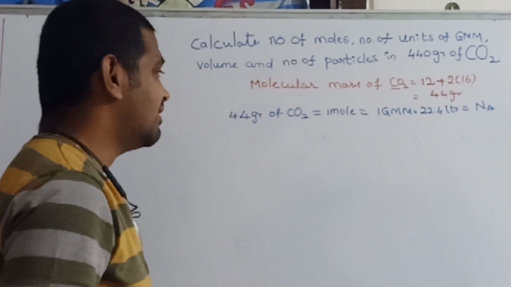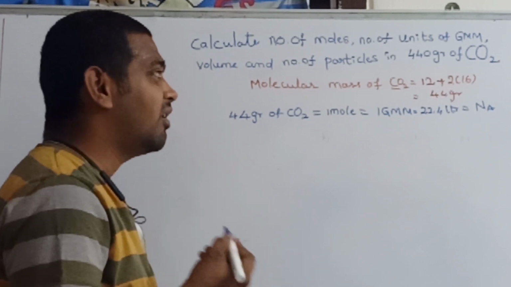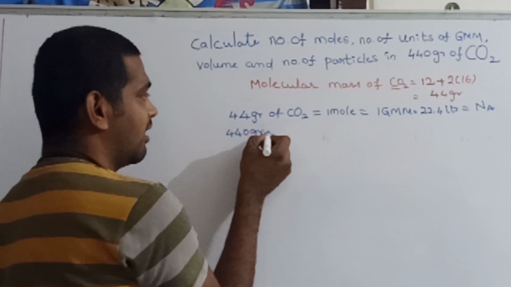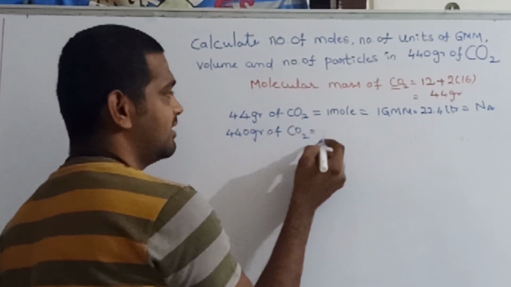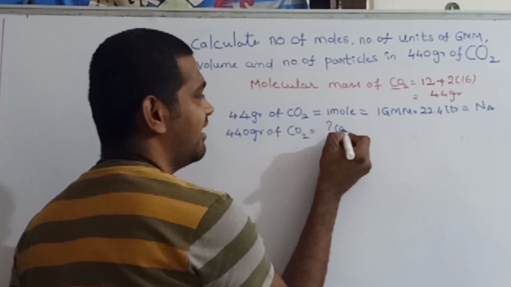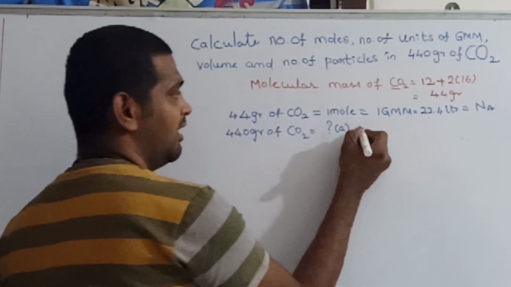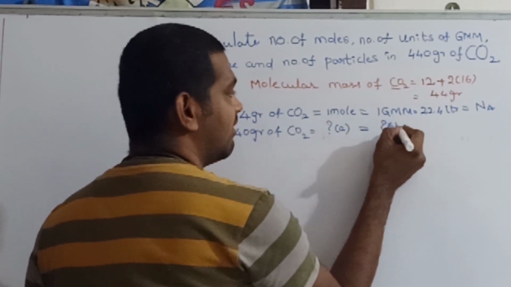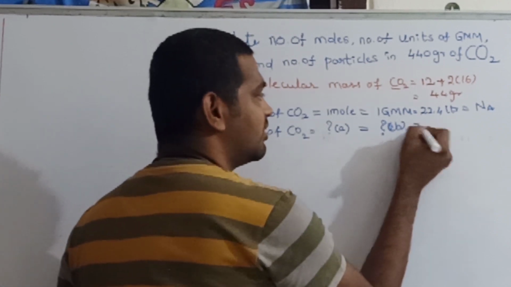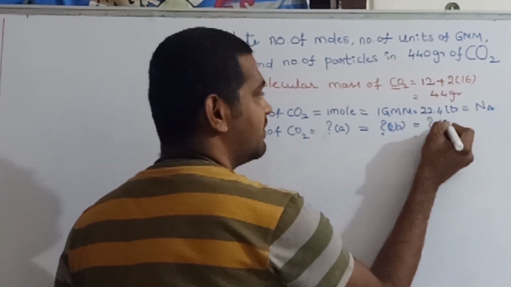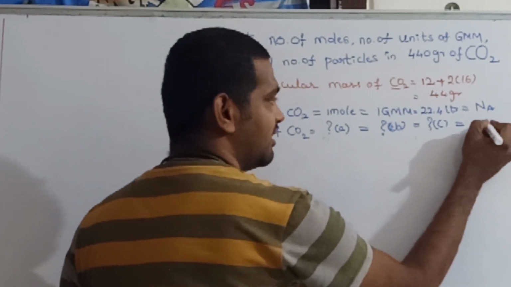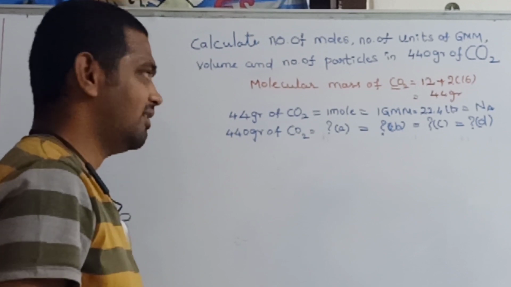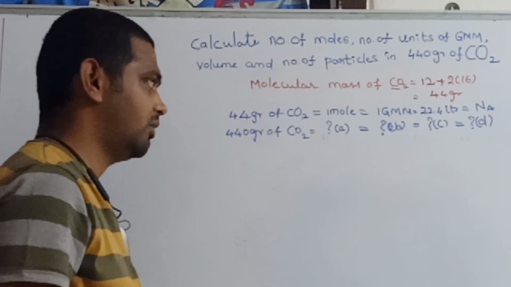In that question, we need to calculate the number of moles present in 440 grams. So 440 grams of CO2 will consist of how many moles? Let us consider that one is equivalent to A moles, and consists of how many gram equivalent? Let us consider the gram equivalent is B, which consists of the volume C, and this consists of the molecules D.